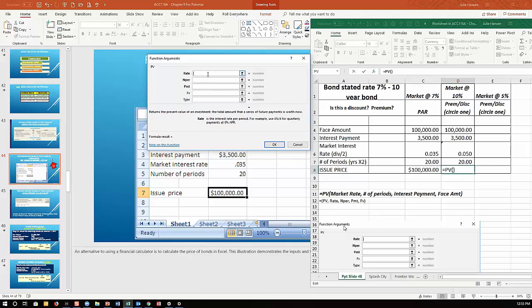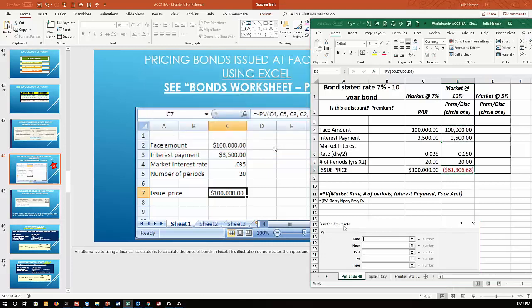And I'm going to put in the rate, which in this case is the 0.50. How many periods? 20 periods. What are my payments? They're still $3,500. How much is going to be due at the end? Still that $100,000. If I click OK, look what happens.